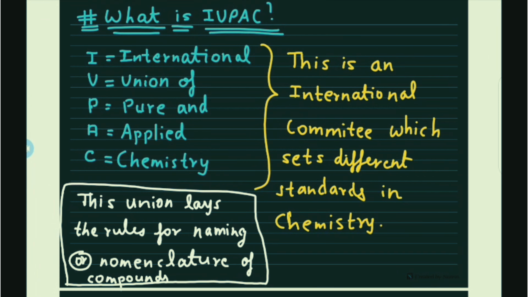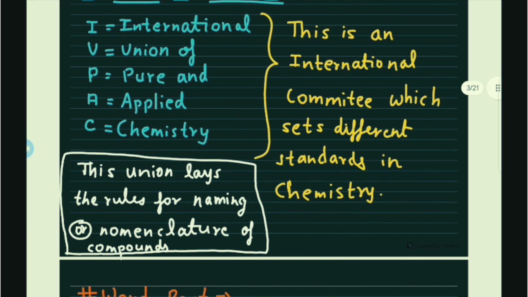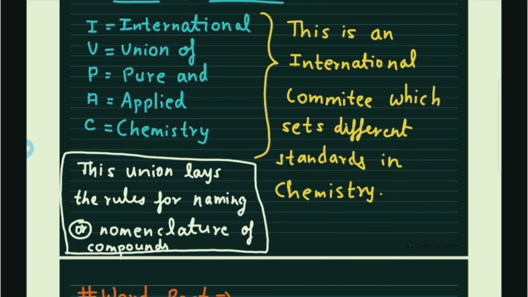IUPAC. I stands for international, U stands for union, P stands for pure, A stands for applied, and C stands for chemistry. The IUPAC is the International Union of Pure and Applied Chemistry. This is an international committee which sets different standards in chemistry. You know, chemistry is widely spread up into different parts. So there are some rules to name the compounds or to decide the physical quantities. These set of rules, or the nomenclature rules, are defined by this international body called IUPAC. This union lays the rules for naming or nomenclature of compounds.